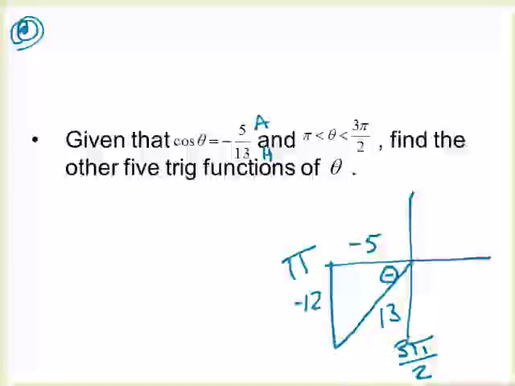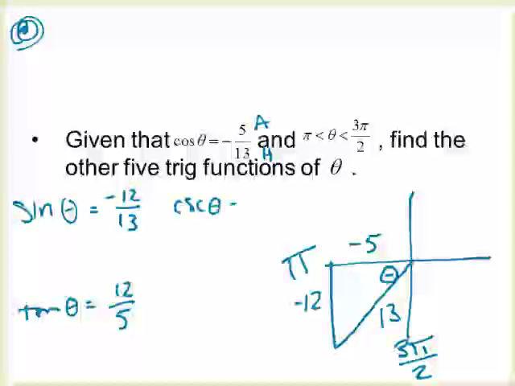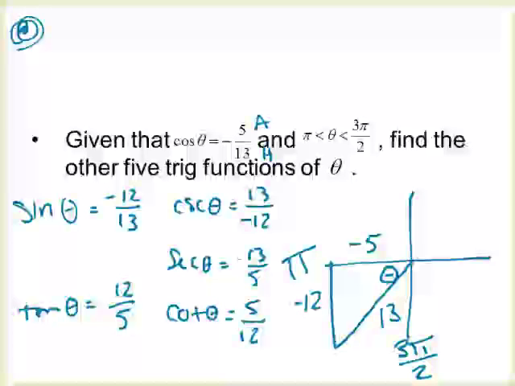So then we can find our other 5 trig functions. We need sine, which is opposite over hypotenuse. Cosine was already given, but we need tangent, which is opposite over adjacent, double negative, so cancel those out. We need cosecant, the reciprocal of sine. We need secant, the reciprocal of cosine. And we need cotangent, the reciprocal of tangent. Questions?